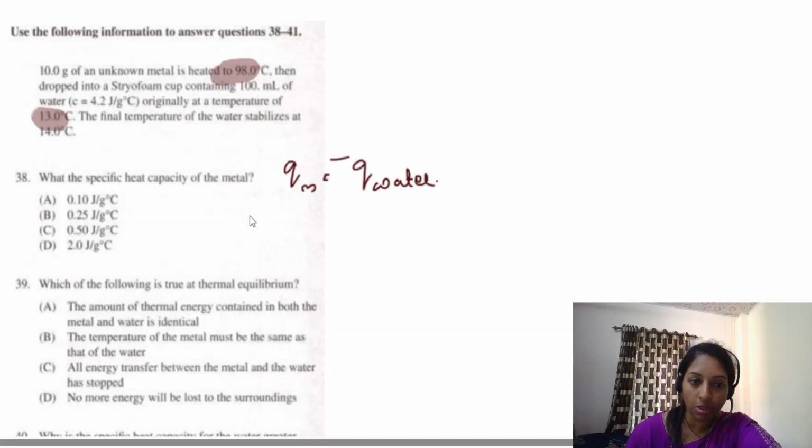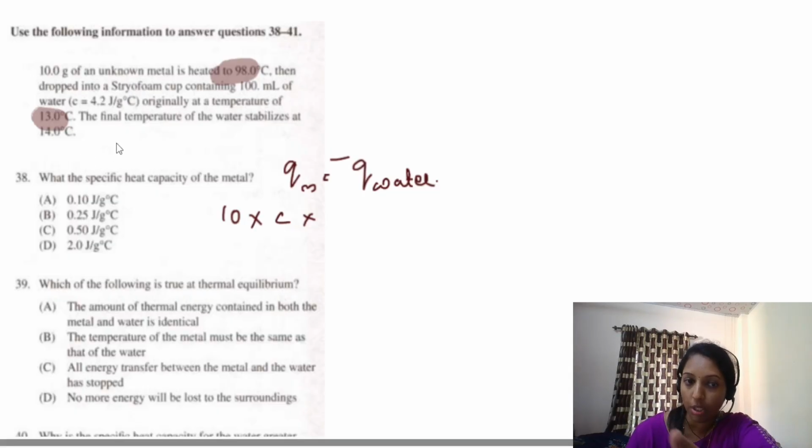We do not know the specific heat capacity, but mass is given, 10 gram. So what is Q? Q is equal to MC delta T, right? Q metal means metal mass, and specific heat capacity we do not know. And the temperature difference, its initial temperature was 98. Now what's the final temperature? Is it given? Final temperature of water is given, right? Is that the same?